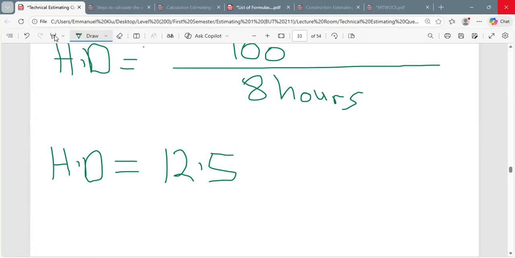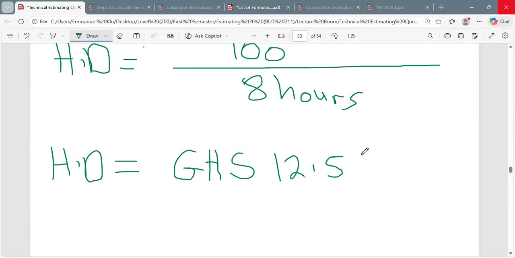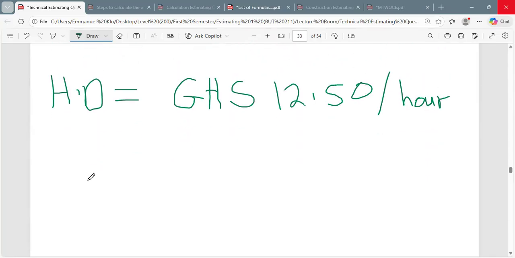Okay, so let's put it in the right order. This is how our answer should be written: 12.50 per hour. So we are done with the hourly depreciation. It's left with our weekly depreciation, then from our weekly depreciation we can go to our monthly depreciation. Then we are done for the day. So now let's go to our weekly depreciation.